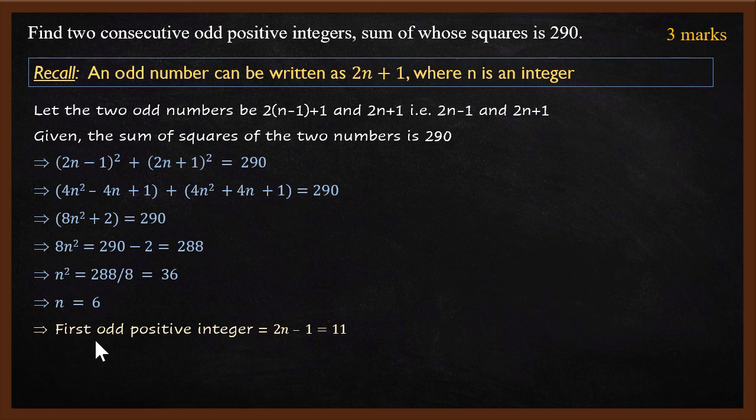Once we know the value of n, we can find the first integer. Here we wrote 2 times n minus 1 plus 1, which we simplified as 2n minus 1, whose value is 11, because 2 times 6 is 12, and 12 minus 1 is 11. The second positive integer is 2n plus 1, which equals 13.